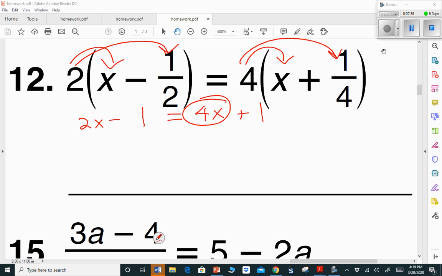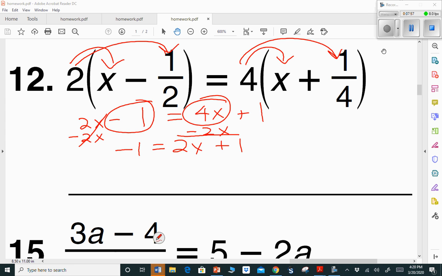This negative right here goes with this 1. It has nothing to do with the 2x. Minus 2x, minus 2x. This goes away, leaves me with negative 1. 4x minus 2x is 2x. And bring down the plus 1.